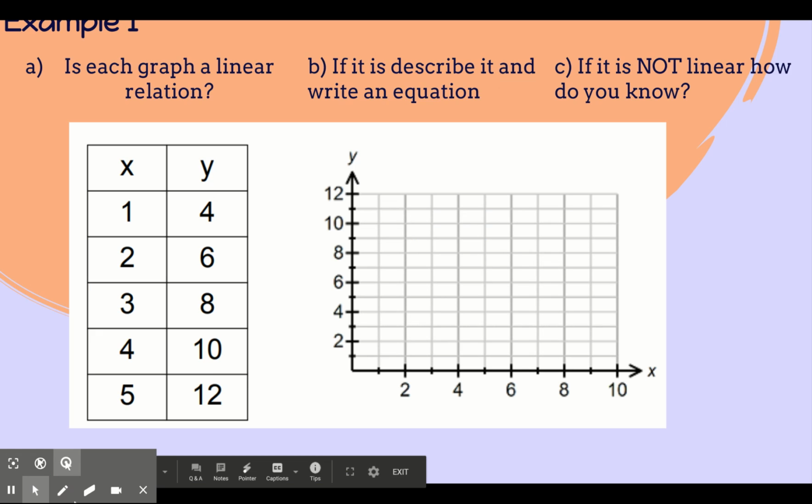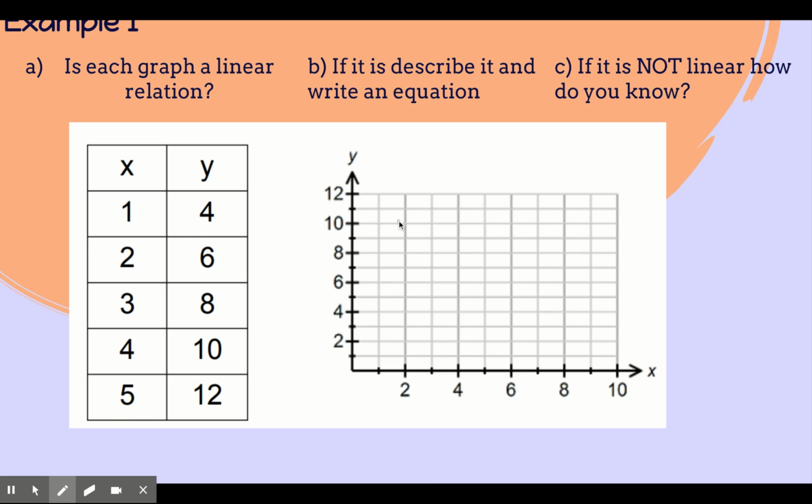Okay, so example 1. Is each graph a linear relation? So we can do this by looking at our table of values and also graphing it. We're kind of going to do 2 in 1. So we're going to look and say, okay, our x, is it increasing by a constant amount? Well, yep, it's increasing by 1 each time.